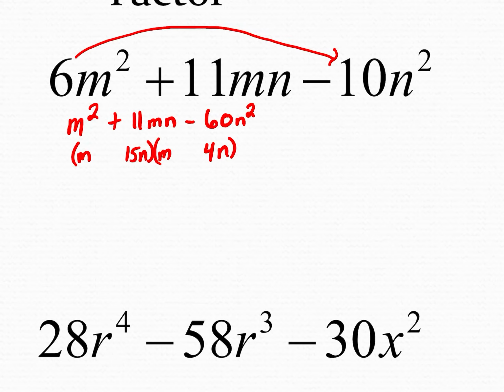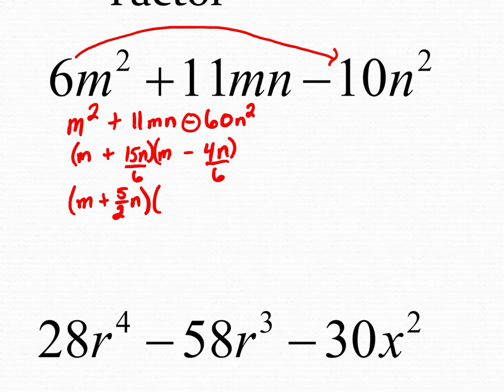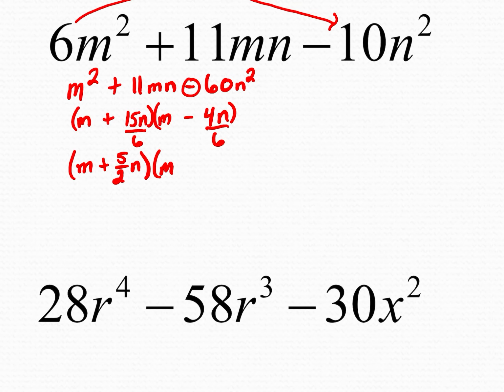The signs are different, again, because of this negative sign here. Biggest number gets the positive, so the 15 is positive. The 4 must be negative. And then we'll divide by 6. And both fractions, again, do simplify. So 15 over 6, 3 goes into both of those. Simplifies down to 5 over 2. And don't forget your n. And then the 4 over 6 also simplifies to 2/3. Again, don't forget your n.